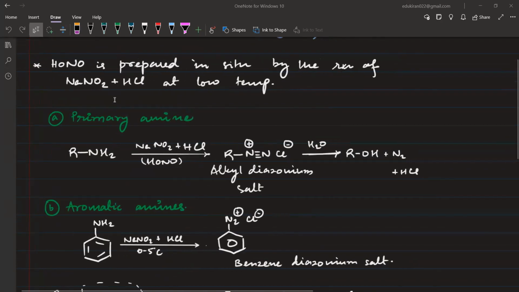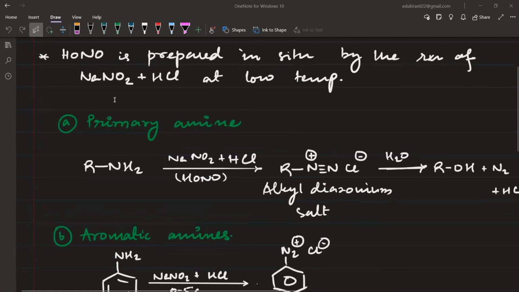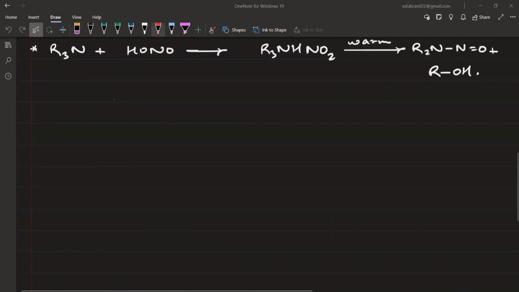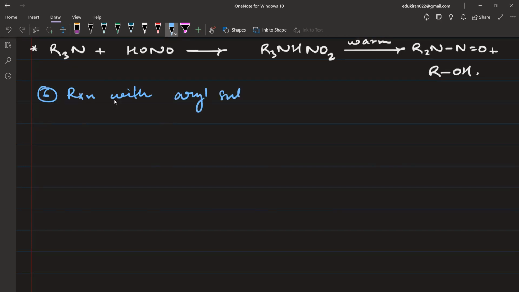Now, the second reaction that we are going to discuss today is a reaction with aryl sulfonyl chloride. This is the sixth reaction. Okay, this is an important reaction. Please remember this reaction. This is also used as a test to distinguish between 1 degree, 2 degree, and 3 degree amines. First of all, what is this aryl sulfonyl chloride?